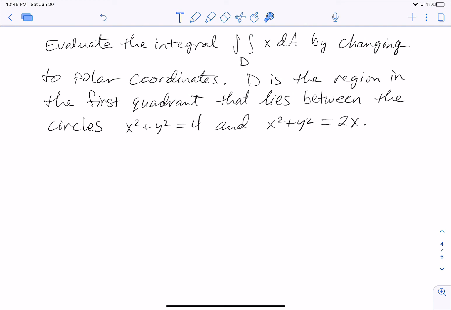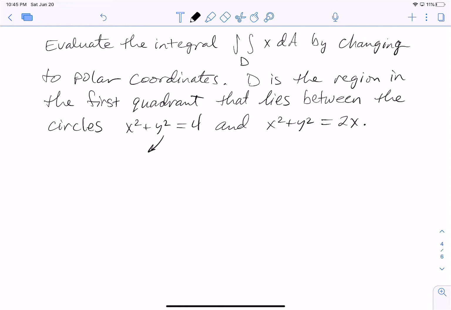We are now going to evaluate the double integral over D of x dA by changing to polar coordinates. D is the region in the first quadrant that lies between the circles x squared plus y squared equals 4 and x squared plus y squared equals 2x. Our first order of business: convert the region into polar coordinates and then draw it.